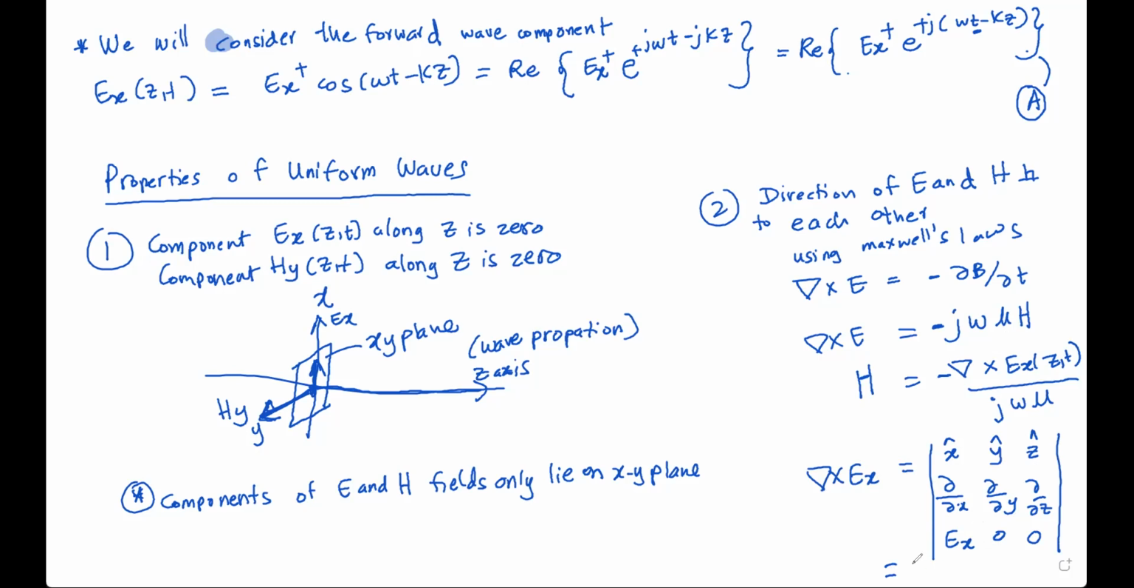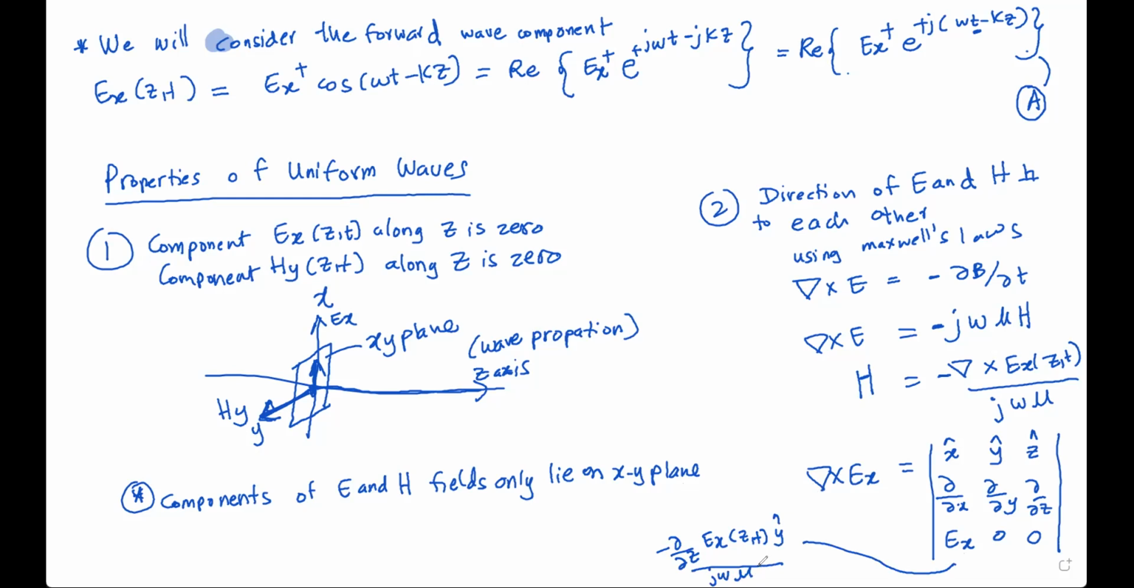I will write it in here. Dabba over dabba, I said, actually there's not enough space. Minus dabba over dabba, I said. Ex is a t y hat over j mu omega, j omega mu.